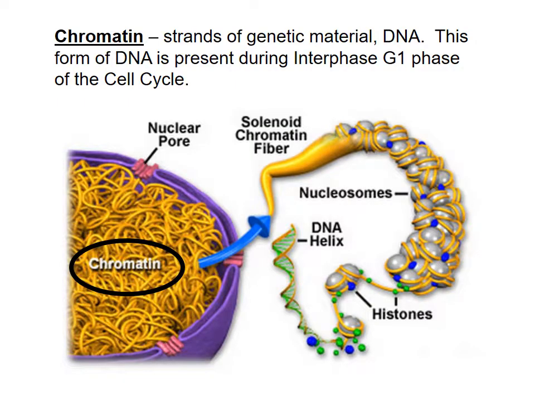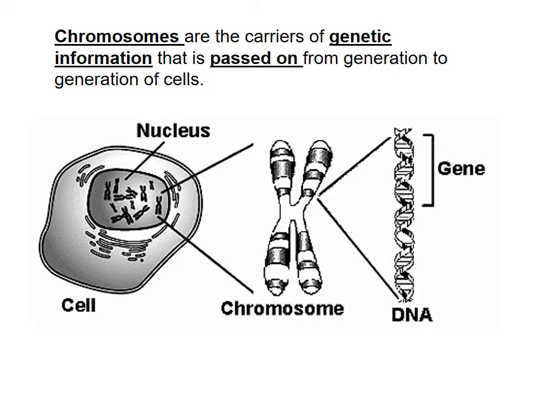Here's a look at the noodle soup that is chromatin. When it's unwound, your DNA is massive. During G1, this is the form that your DNA takes. Here's a look at the shape of a chromosome. This carries all of your genetic information, and during the lecture we're going to talk about and identify what form the DNA will be in at each phase of the cell cycle.